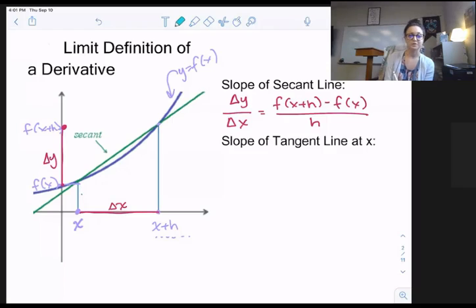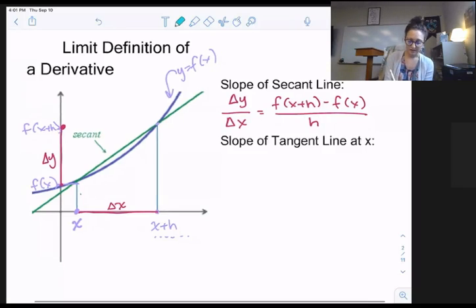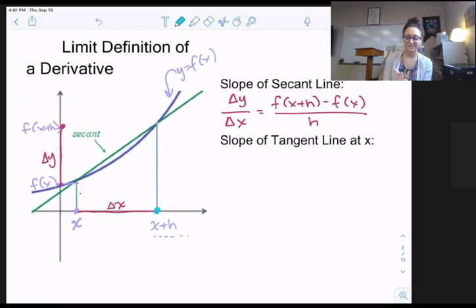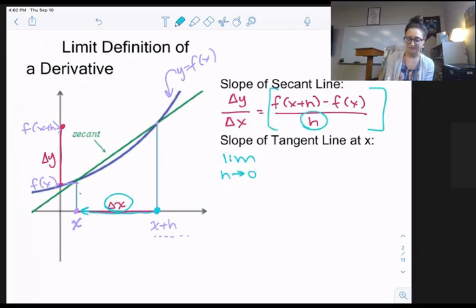So then, in order to find the slope of the tangent line, I want to take this x value and force it closer and closer and closer to that x value. In other words, I want to take a limit, okay? So I want to take the limit, in this case, as this change in x, which remember we said was h, I want to take the limit as h approaches 0 of this slope. So I'm going to rewrite that, f of x plus h minus f of x all over h, okay?